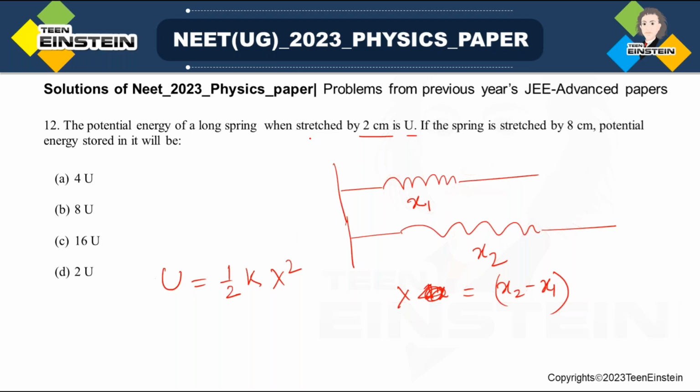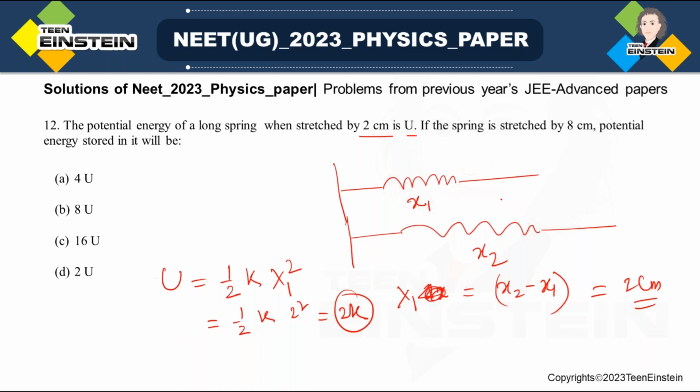Here, if it is stretched by 2 centimeters, then the energy has value U. So this is U when it is 2 centimeters. Let me write it: half K into 2 square, that means 4 divided by 2, so it will be 2K. So 2K is equal to U.